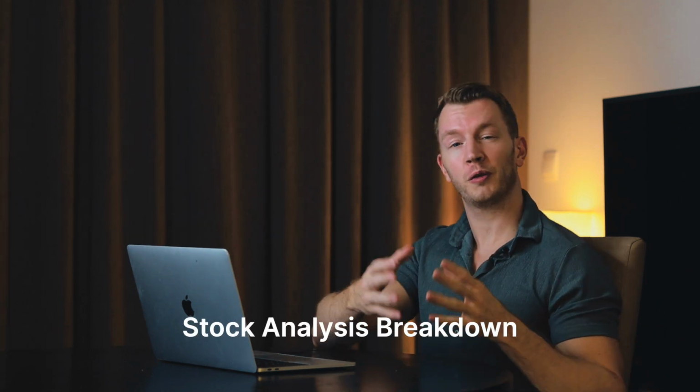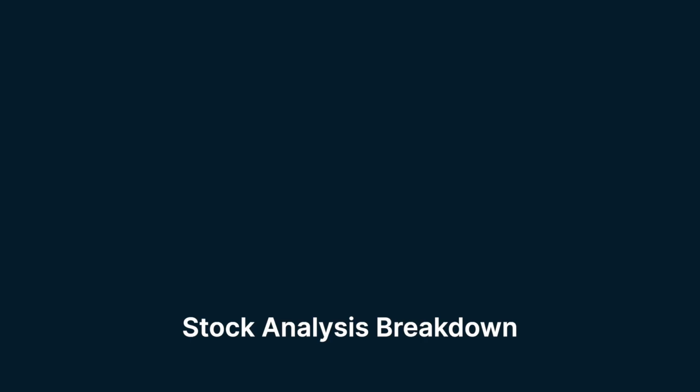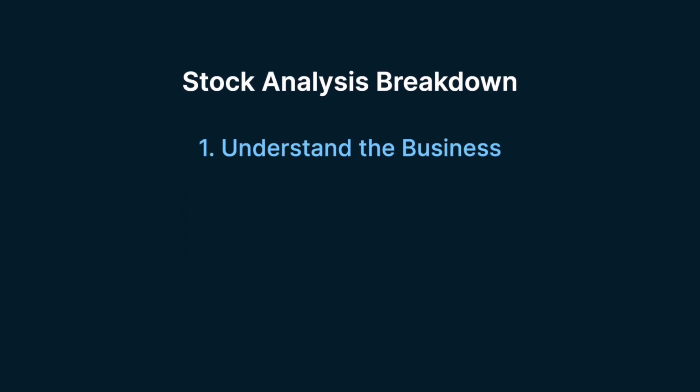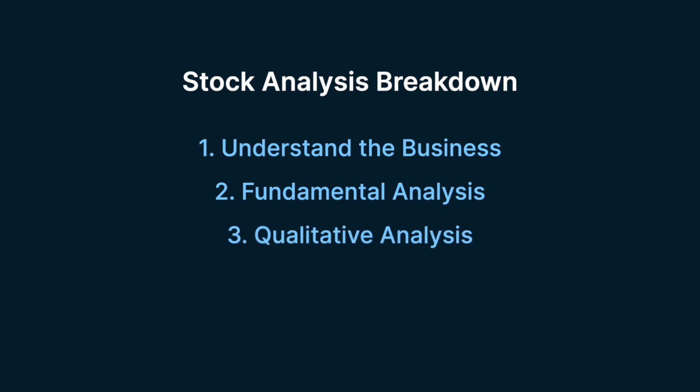Essentially, stock analysis could be broken down in 4 different parts. To start, we need to understand the business. Secondly, we need to understand its financials. Thirdly, we need to look at its qualitative aspects like competitive advantage and its strategy. And then lastly, we need to buy it at the right price.